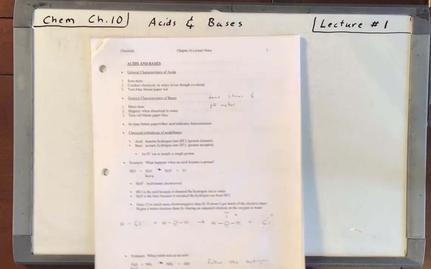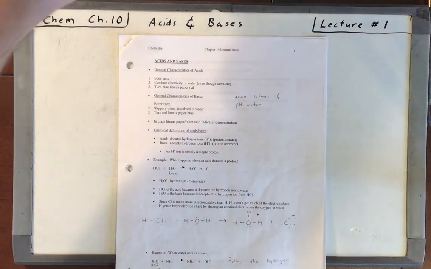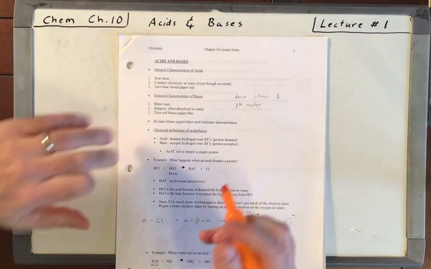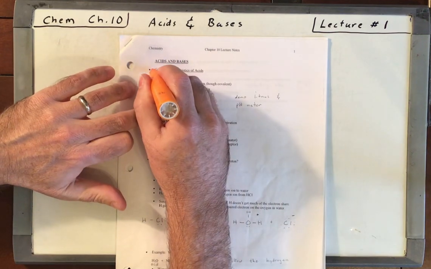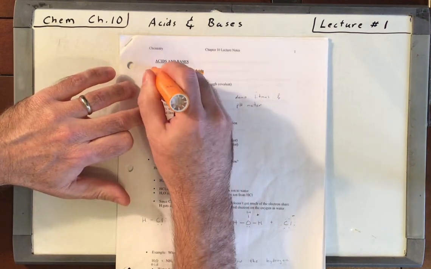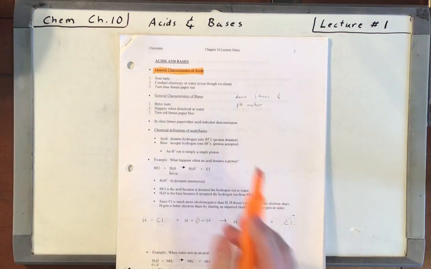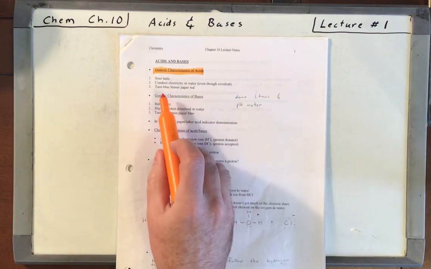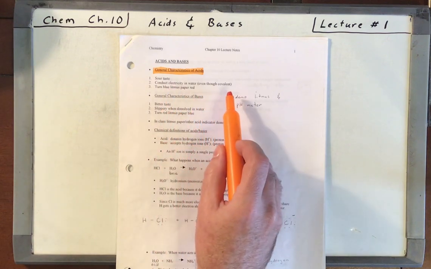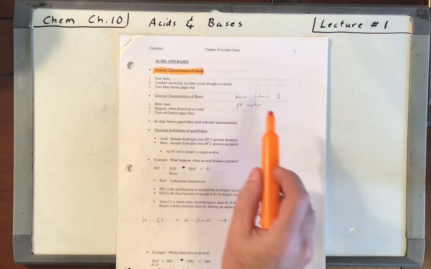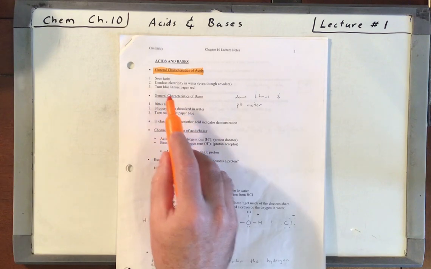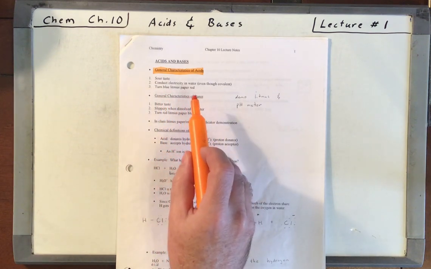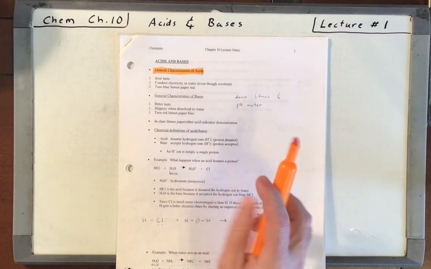Okay, this chapter is called Acids and Bases, and starting with the notes, some general characteristics of acids that you are going to need to learn. Acids have a sour taste. They conduct electricity in water, even though they're covalent, and they turn blue litmus paper red. That's the video I'm going to want you to watch.